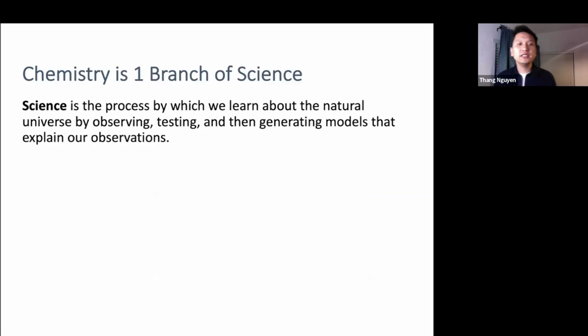Now, chemistry is just but one branch of science. Let's first talk about what is a science, right? Just a basic definition. So science is a process by which we learn about our world, about the natural universe. And we do that by observing, by testing, and then generating a model that explains what we see, right? So that's what science is.